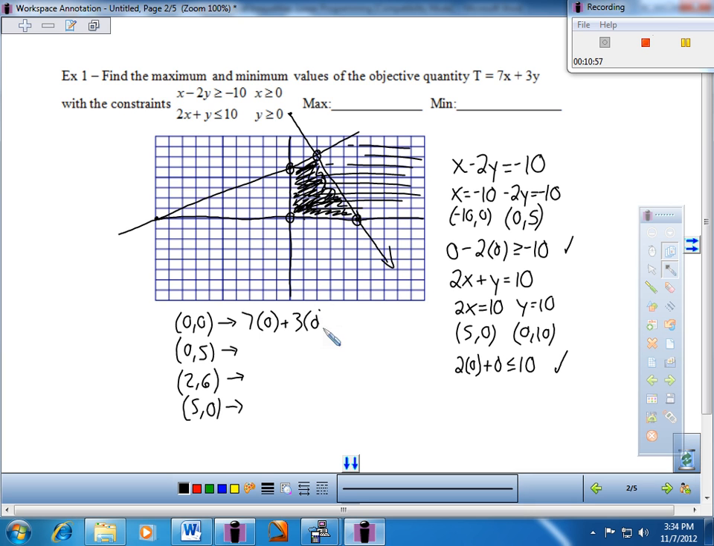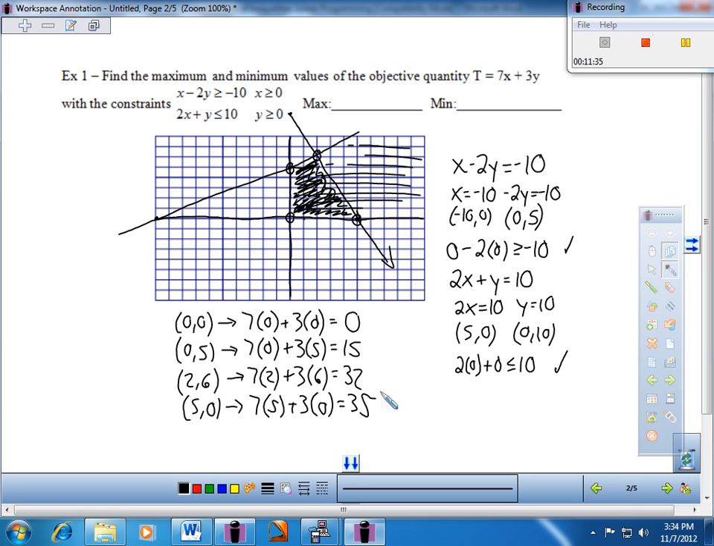So this, nice and easy right there, gives me 0. This next one, 0 goes in for x, 5 goes in for y, and I'm seeing a 15 on that. This one, everyone, 2 goes in for x, 6 goes in for y, 14 and 18 should give me 32. And last but not least, it looks like 7 times 5 should give us the 35.